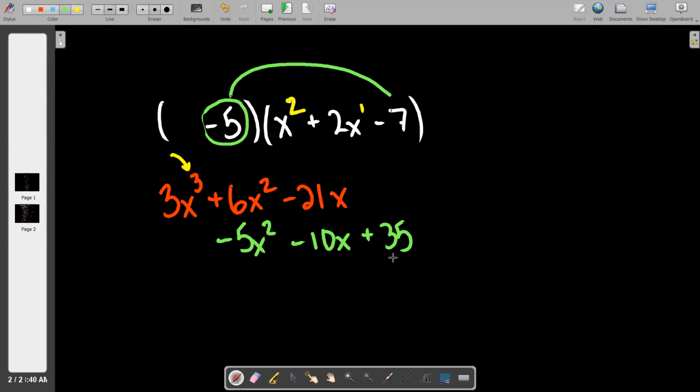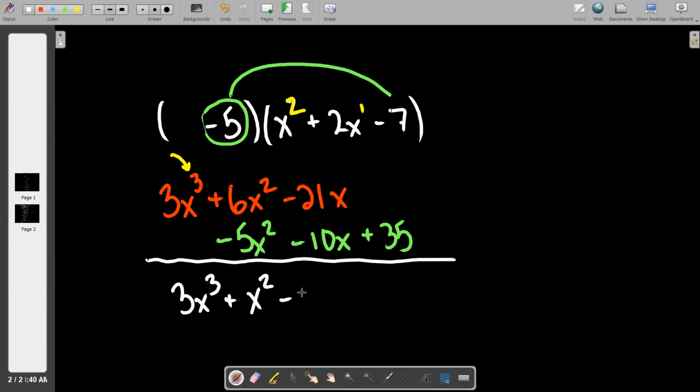And now, friends, it is time to combine like terms. So here we go. How many x to the thirds do we have? How many x squareds do we have? Minus 31 x's. Done.